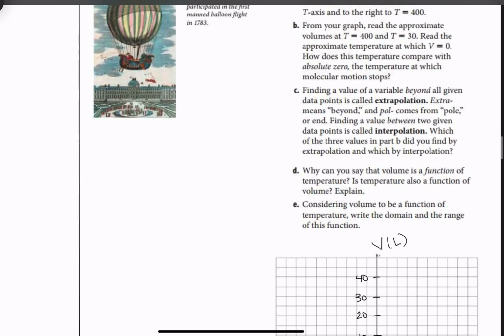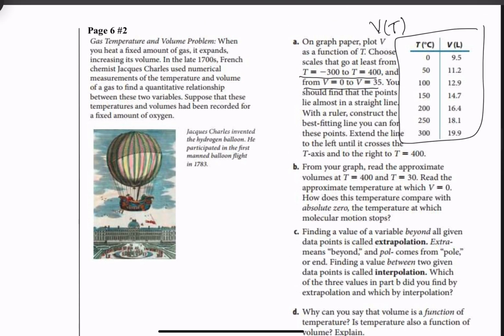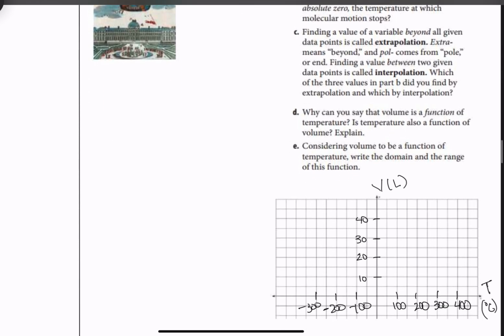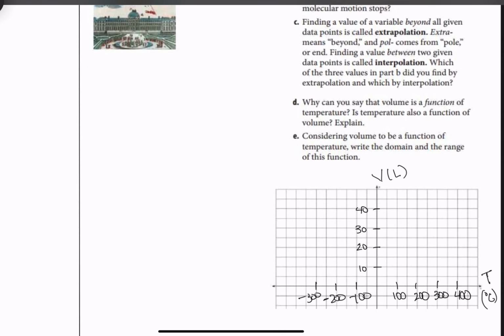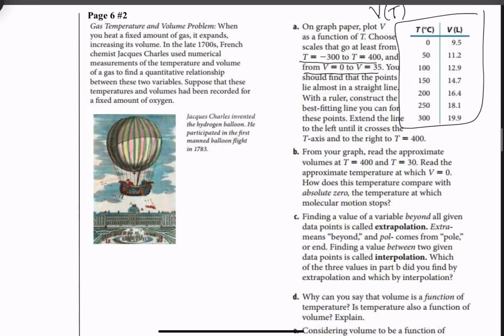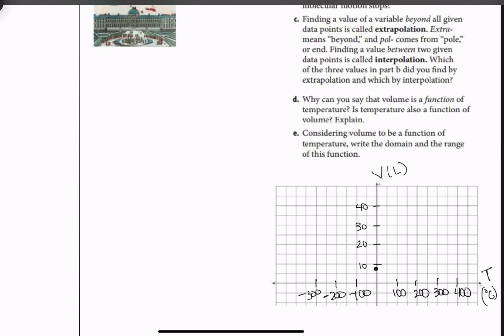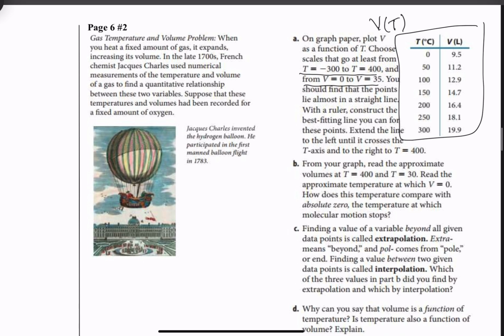All right, let's read the rest of our directions here. All right, you should find that the points lie almost in a straight line. Okay, so we got to plot these points. So we're going to plot each and every point, and we're going to have to approximate some of these. So I think it was 0, 9.5, 50, 11.2. You should be making these approximately in a straight line, but we're going to make a line of best fit. So I'll talk more about that in a minute. Let's plot these.